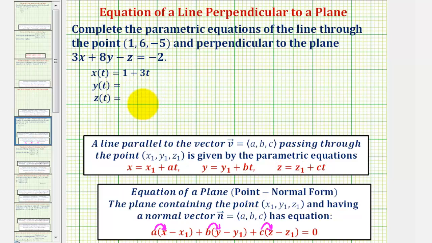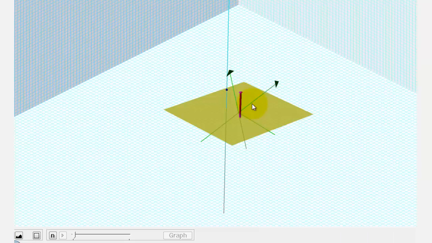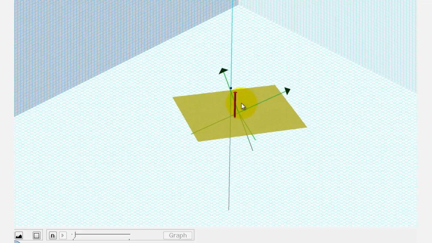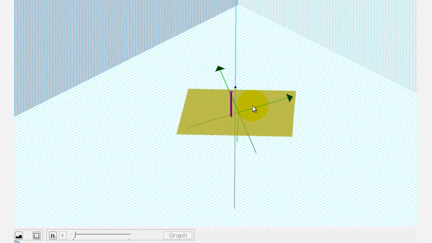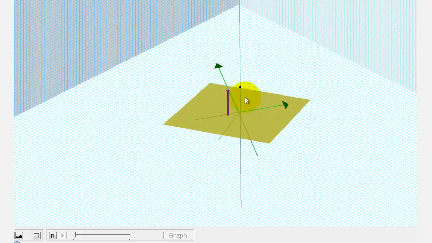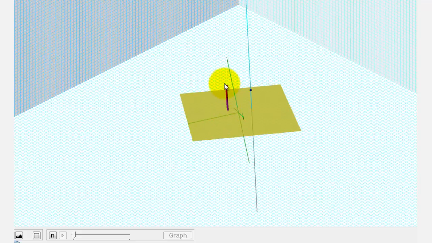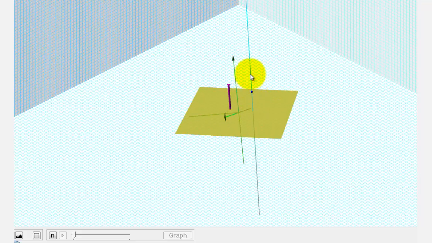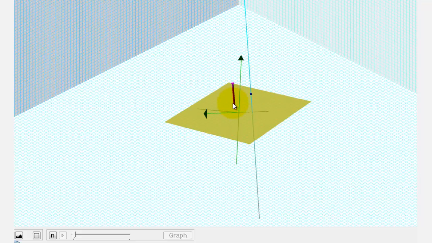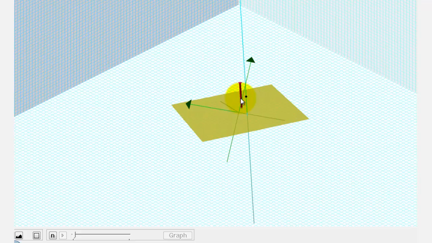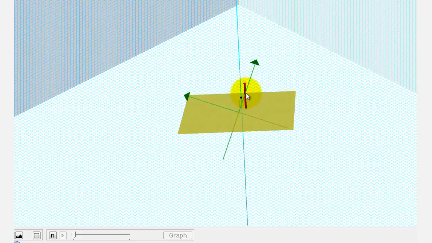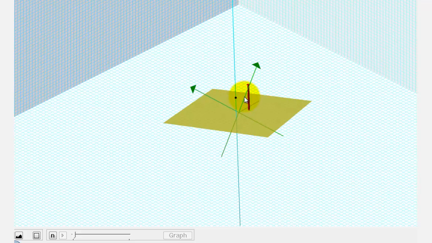Before we find our equations though, let's take a look at this graphically. We're given the equation of this yellow plane, and we're asked to find the parametric equations of the line that's perpendicular to the plane passing through this blue point. Well, looking at the normal vector to the plane, notice how the line is parallel to this normal vector, and therefore we can use this normal vector and this point to find the equation of the line perpendicular to the plane.